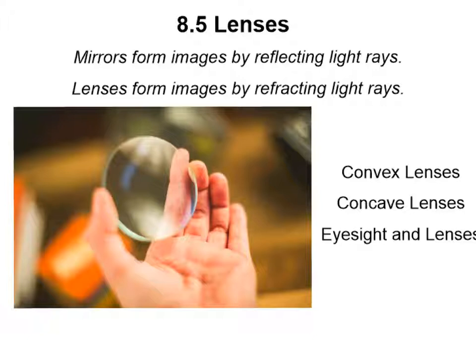In the last video, we learned that mirrors form images by reflecting light rays. Well, lenses form images by refracting light rays. And we're going to look at different kinds of lenses, convex lenses, concave lenses, and then we're going to look at how eyesight is affected by lenses.